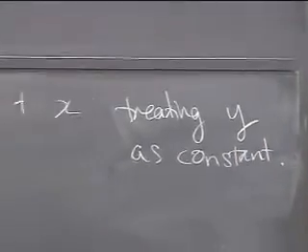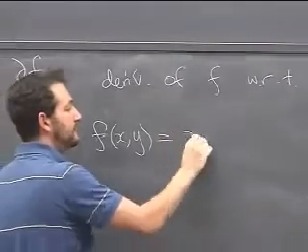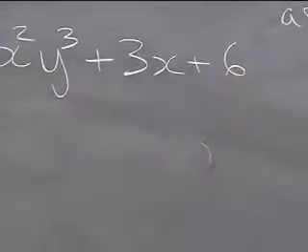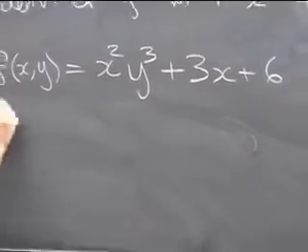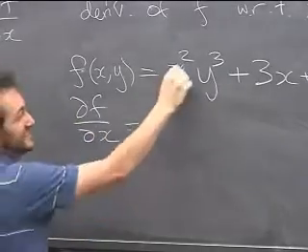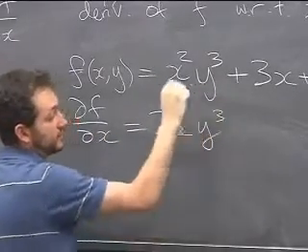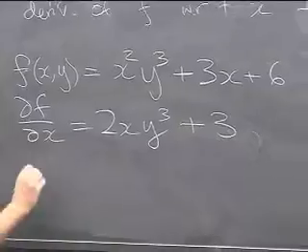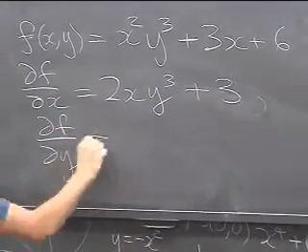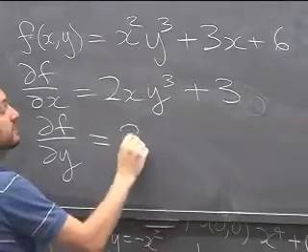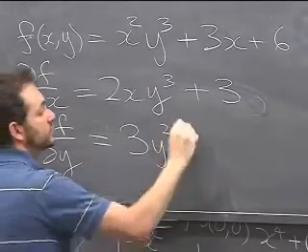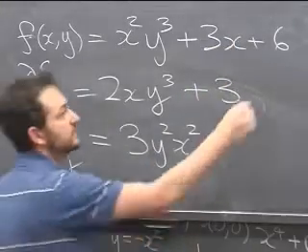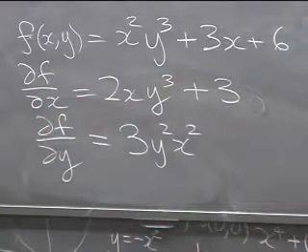So for a more exotic example, if f of x, y is x squared y cubed plus 3x plus 6, then df dx partial is 2x times y cubed, y is a constant, plus 3, and the derivative of 6 is, of course, nothing. Whereas df dy, now I treat x as a constant, so it's 3y squared times x squared. The derivative of 3x with respect to y, if x is constant, is 0. Same with the 6. So that's it, 3y squared x squared.